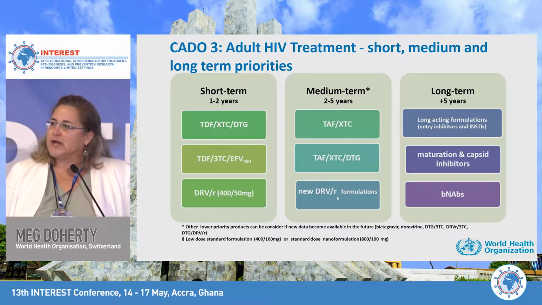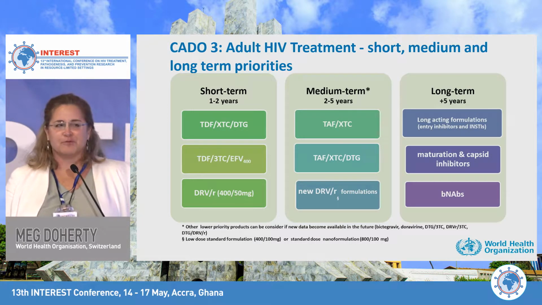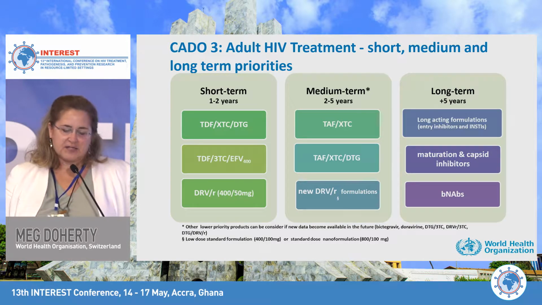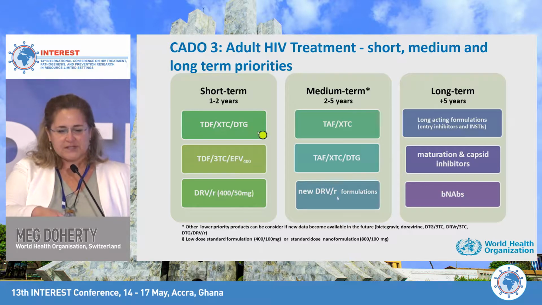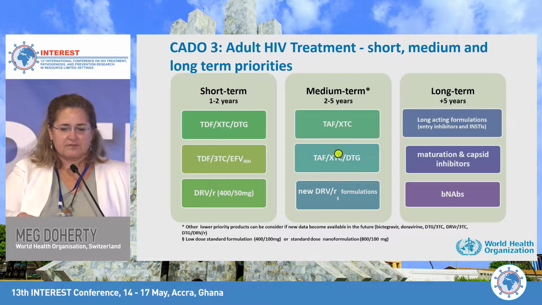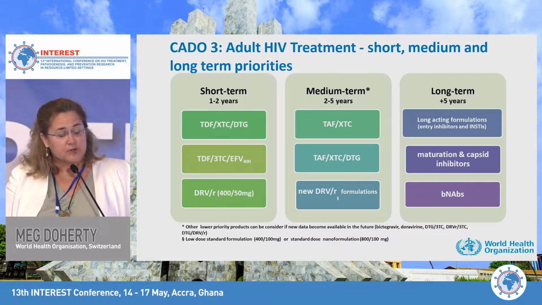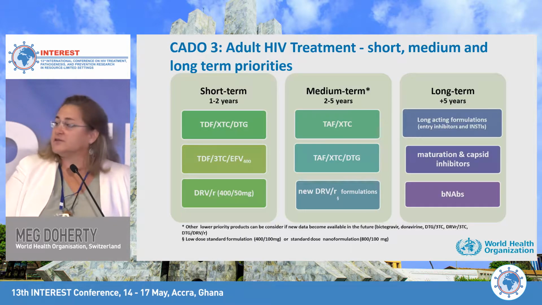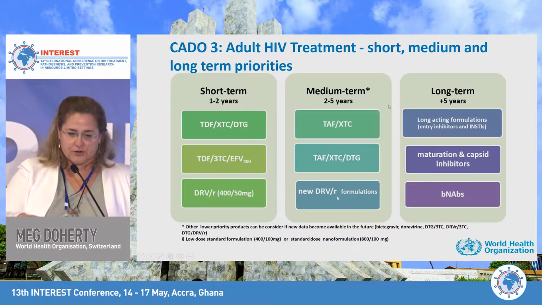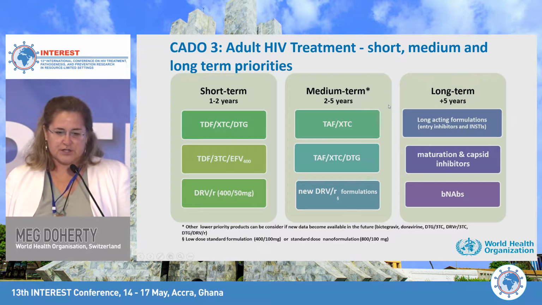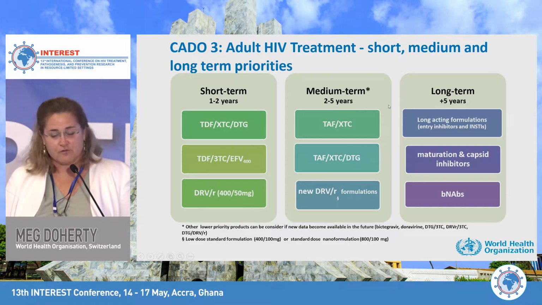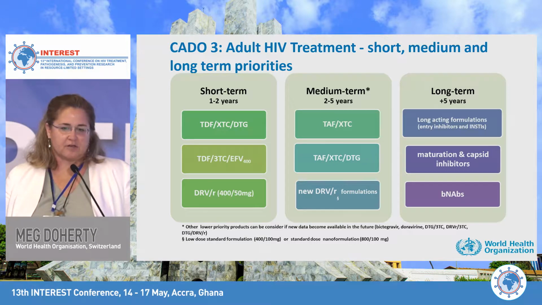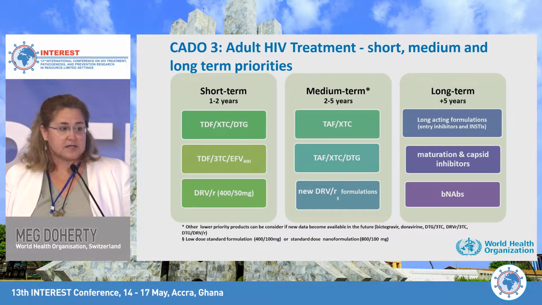So what do we do? We put out lists, something called the CADO report or the PADO report, Conference on Antiretroviral Drug Optimization. And this one will show in 2 years, what do we want to see, which drugs, and at 2 to 5 years, what are some of our medium-term priorities in terms of new drugs? And over the longer term, I think we'll see some of the areas that you were talking about yesterday in terms of bNAbs, maturation inhibitors, and long-acting injectable formulations. So we want to have a vision of what's the next strategy for a public health approach. And we put that out for adults as well as for children.